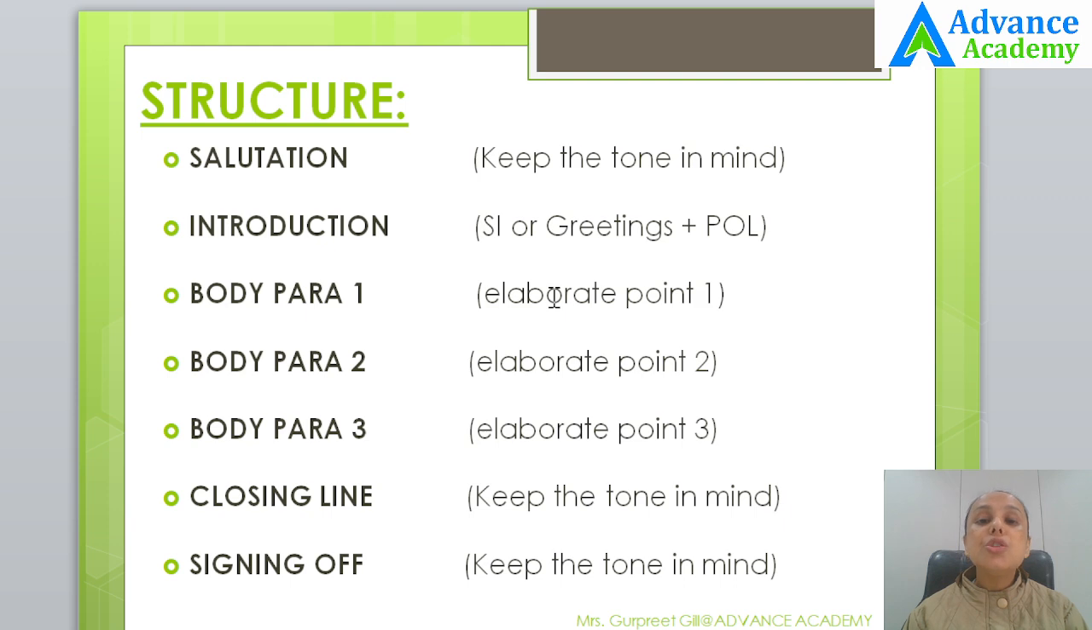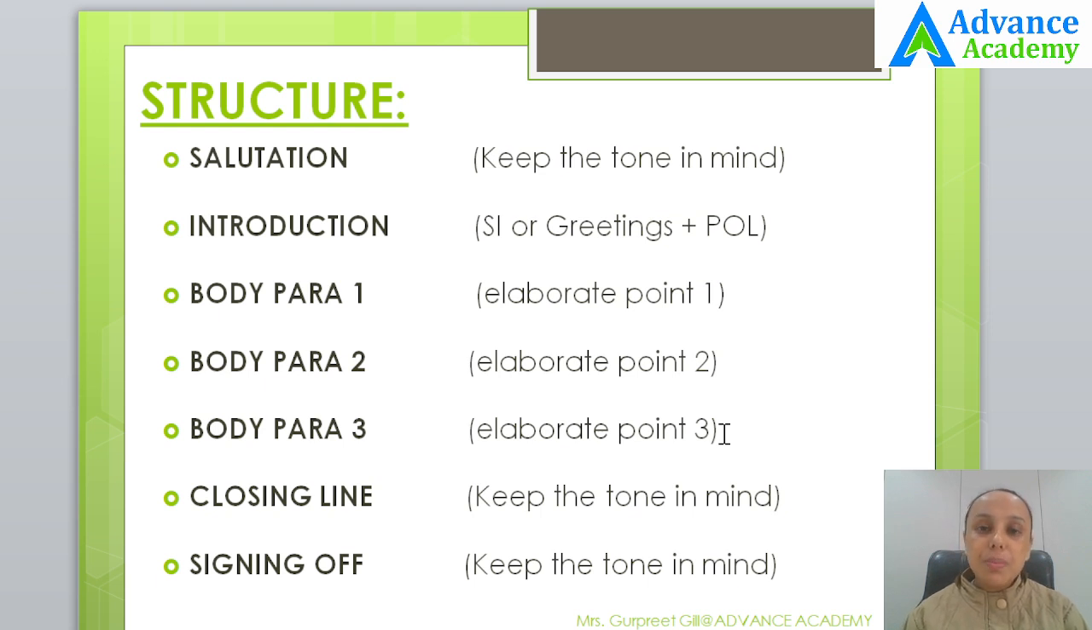Over here, you just need to elaborate on the first point that is written on your question paper. Then in body para 2, you have to elaborate on point 2. In body para 3, you have to elaborate on point 3 that is written on your question paper.